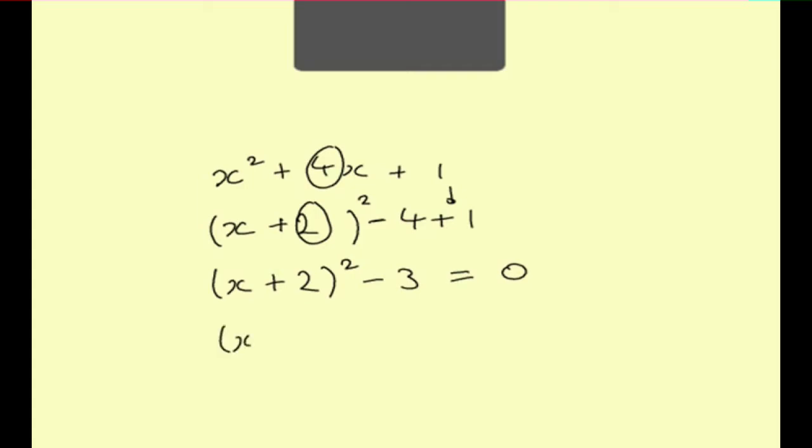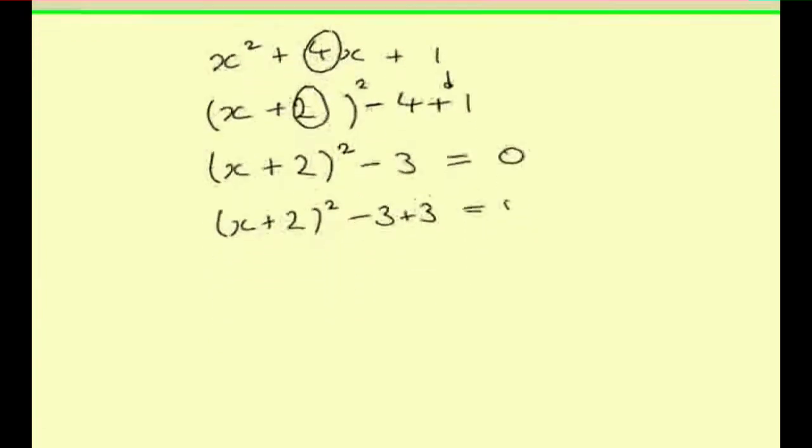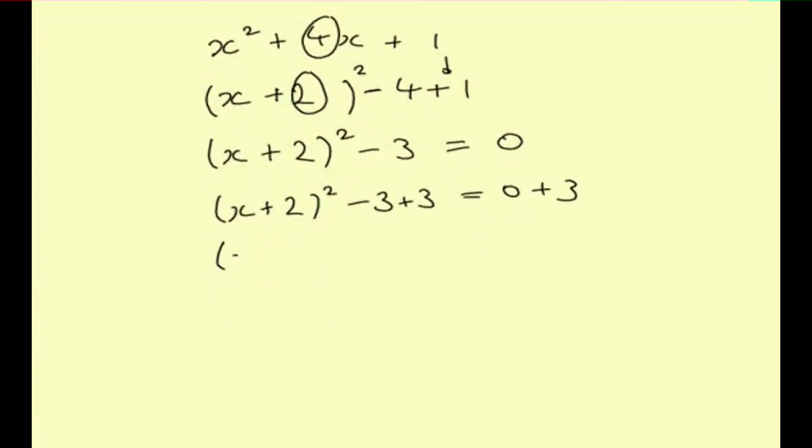First thing we need to do is get rid of the minus 3, so we add 3 to both sides. And then we square root both sides.